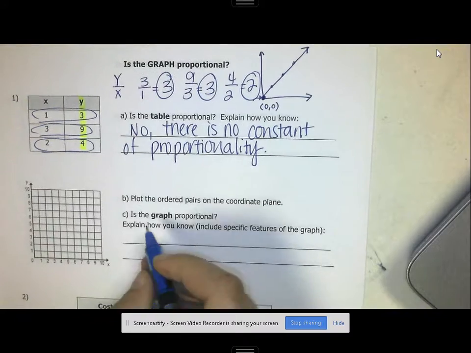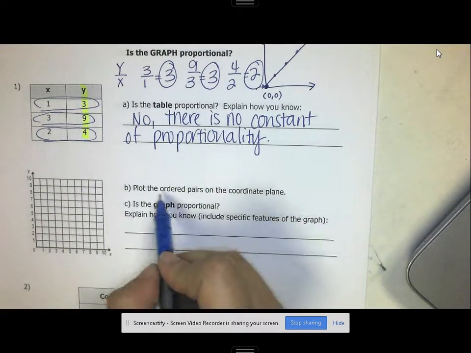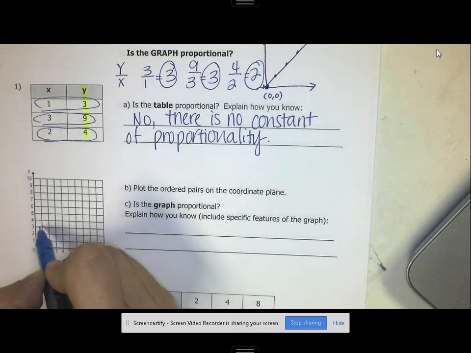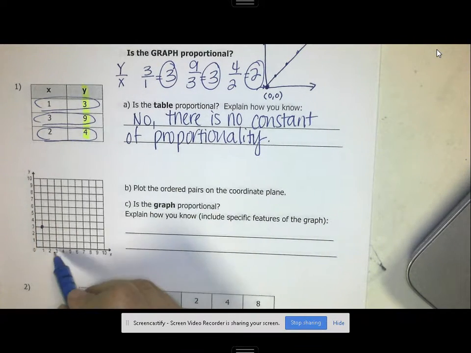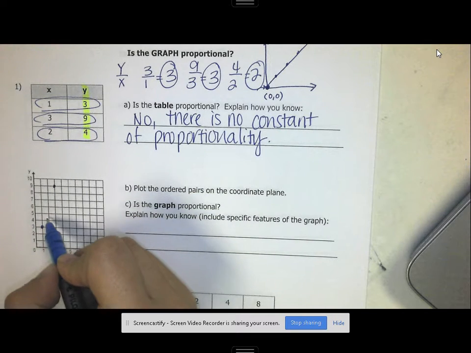So let's look at what this relationship would look like on a coordinate plane. Plot the ordered pairs in the coordinate plane. (1, 3). So I'm going to go 1, 3. (3, 9). I'm going to go over 3, up 9. And (2, 4). I'm going to go 2 and up 4.